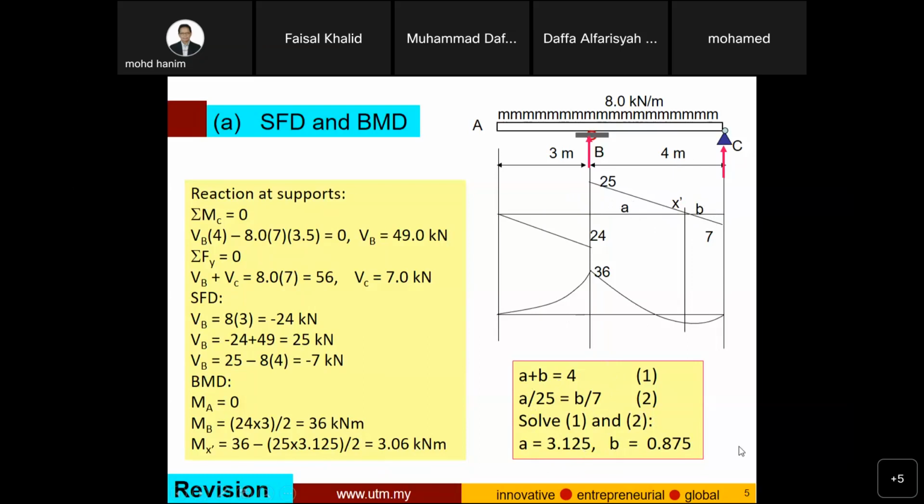Then what is the moment? Mx dash equals 36 here, minus the area of the shear force diagram here. And the area of the shear force diagram is 25 times 3.125 divided by 2. So the bending moment is 3.06 kilonewton meter.